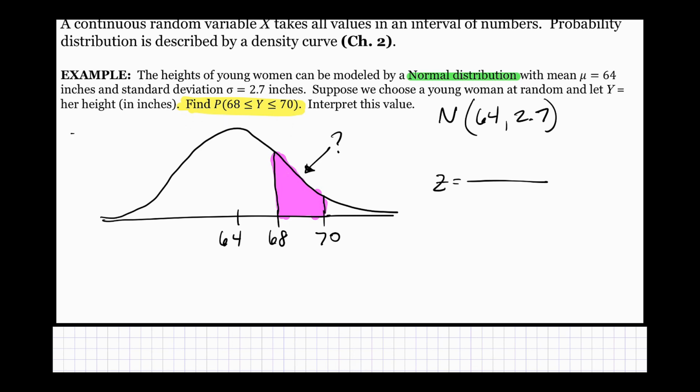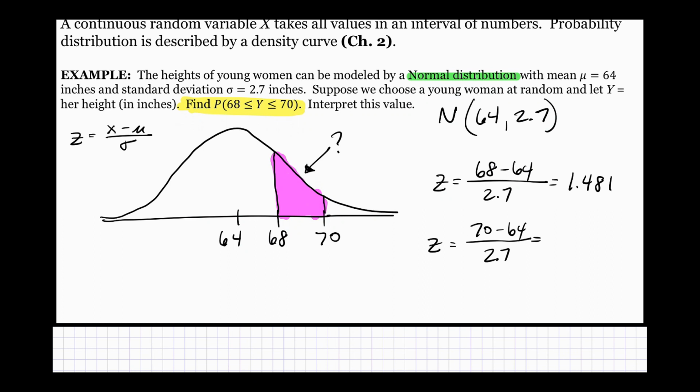Remember, Z-scores are the number minus the mean divided by the standard deviation. So for 68, it's 68 minus 64 over 2.7. And for 70, it's 70 minus 64 over 2.7. For 68, it's 1.481, and then the second one, 2.222.